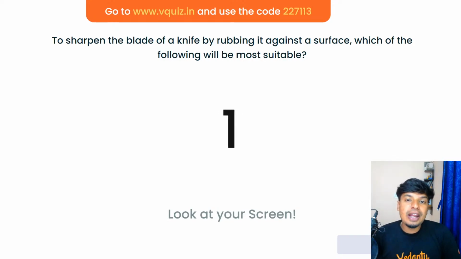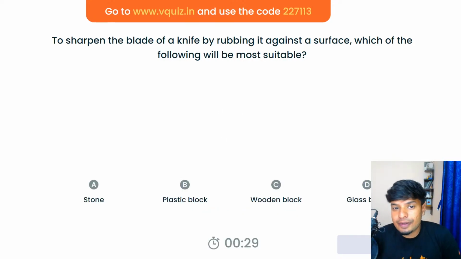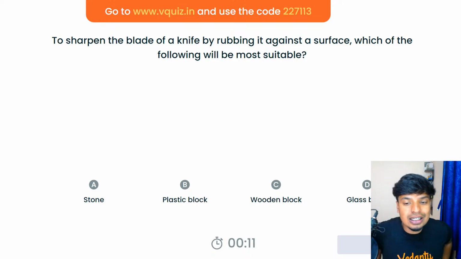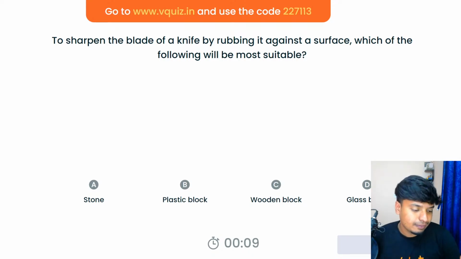To sharpen the blade of a knife by rubbing it against a surface, which of the following will be more suitable? Stone, plastic block, wooden block, glass block. If you have to sharpen a knife, what block do you need? Let's go. Come on. What block do you guys need? Stone, plastic, wooden, glass. Simple, guys. Simple. Come on.